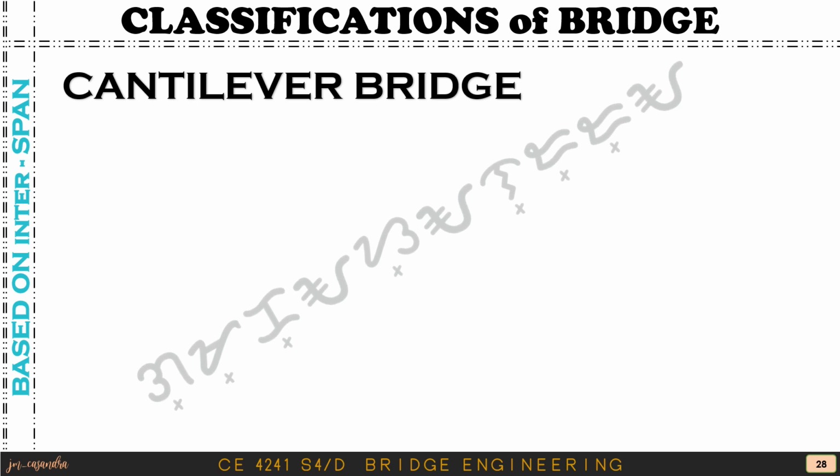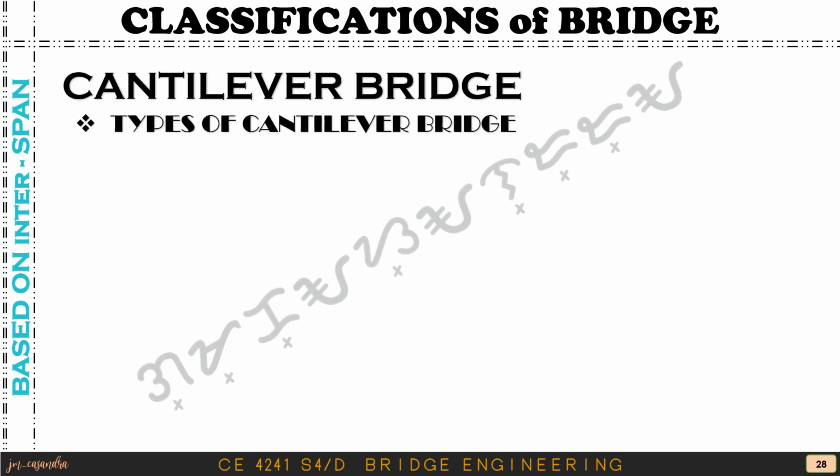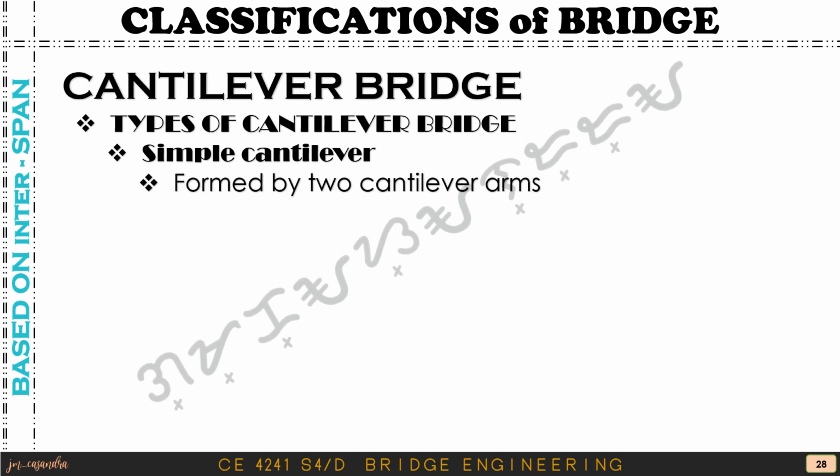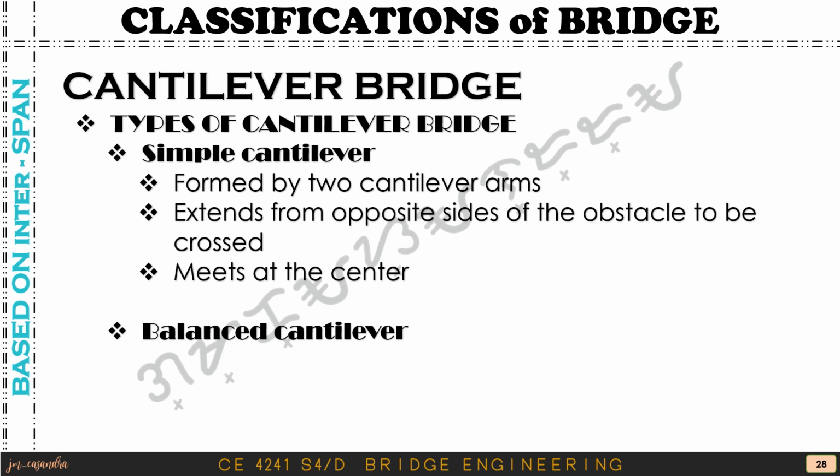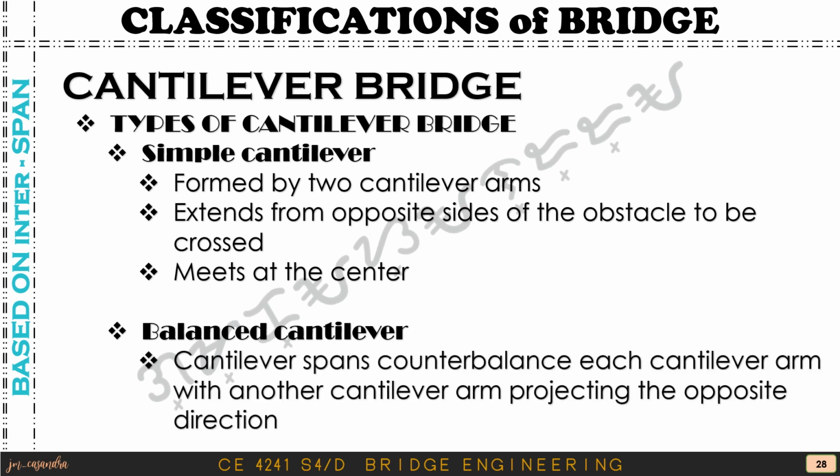And then the last one, we have the cantilever bridge, wherein we have two types. We have the simple cantilever, which is formed by two cantilever arms, which extend from opposite sides of the obstacle to be crossed. They would meet at the center of the bridge. And the next one is the balanced cantilever. This has cantilever spans that counterbalance each cantilever arm with another cantilever projecting in the opposite direction.